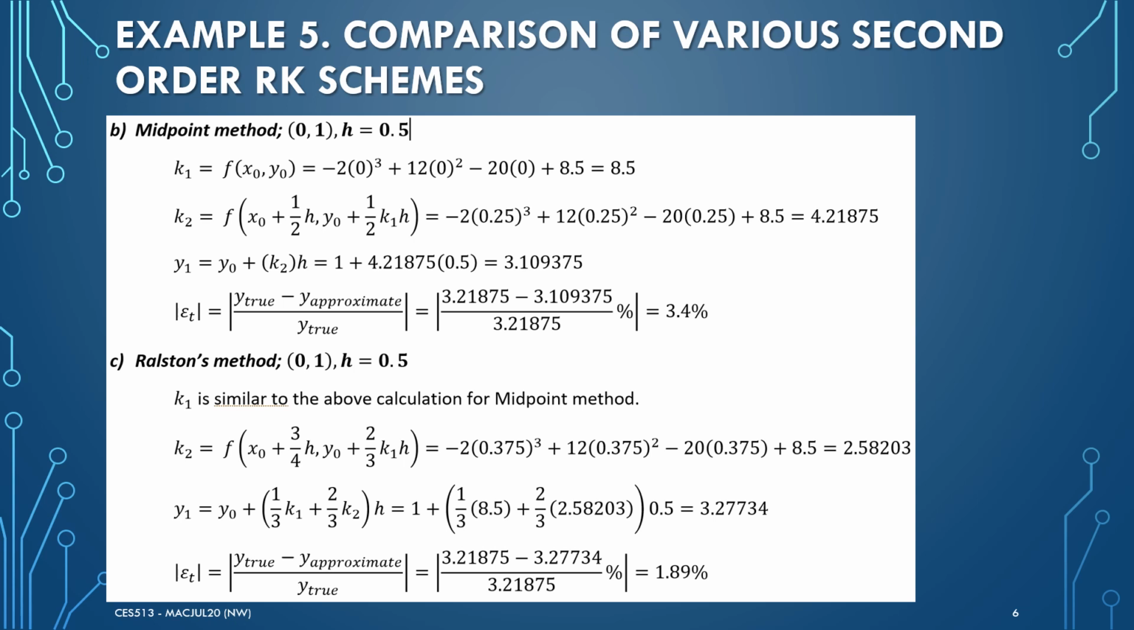So here we get y1 by using the midpoint method equal to 3.109375. This yields a true error equal to 3.4%. Comparing to the Ralston method, the y1 value is 3.27734, yielding a true error equal to 1.89%.